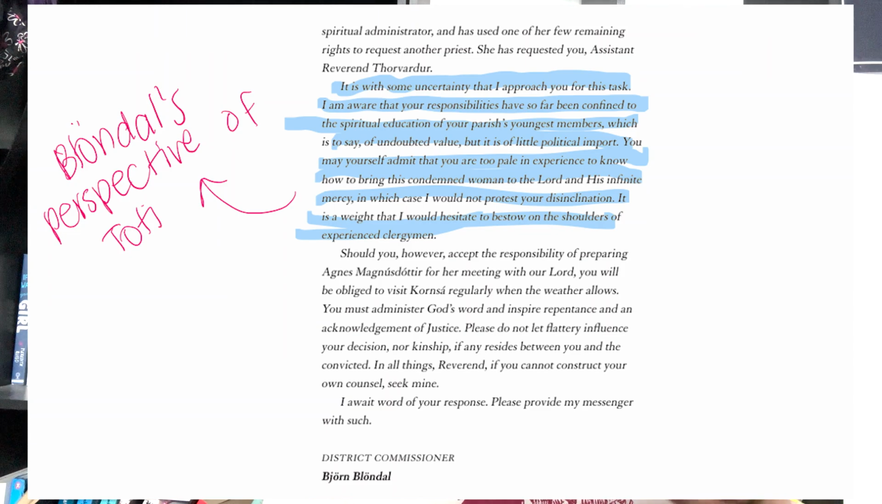And finally, still noting that we are in chapter 1, the last little bit that we get from Bjondel in this letter that he is writing to Toti is a first-hand, really clear point of view as to how he feels about Toti. And there's no second guessing what he means when he says this.